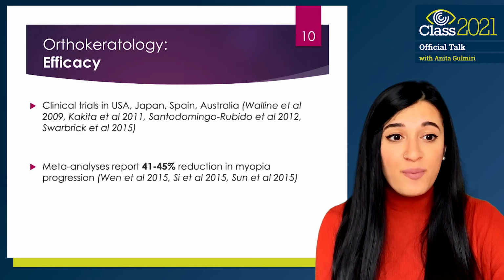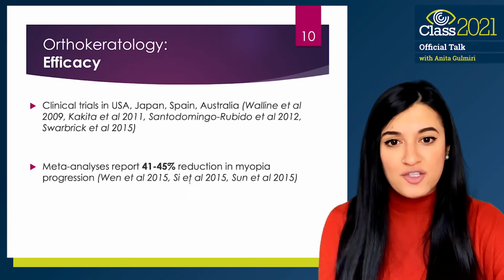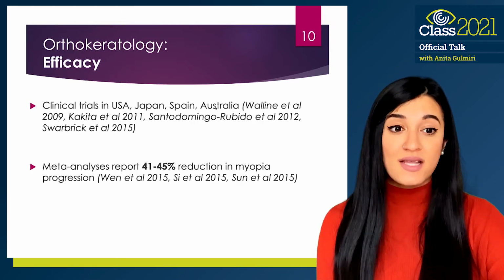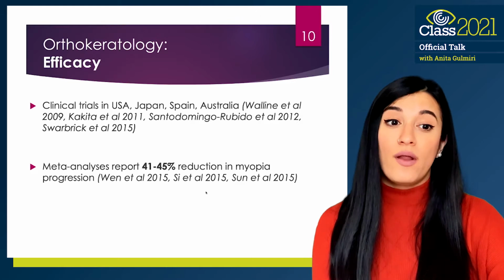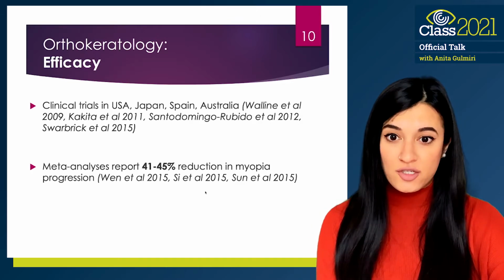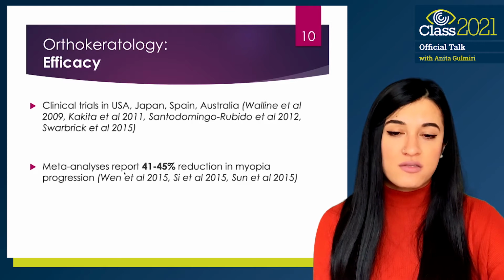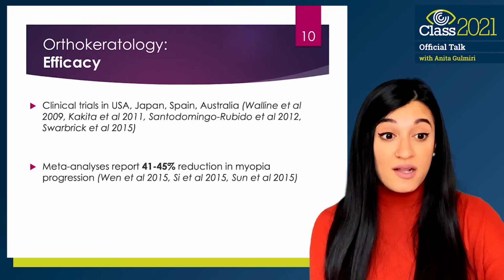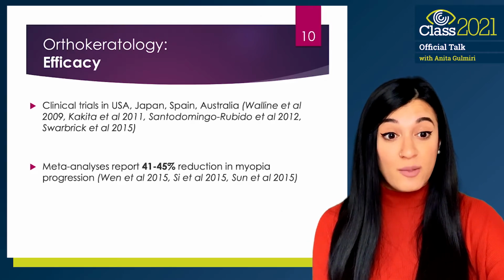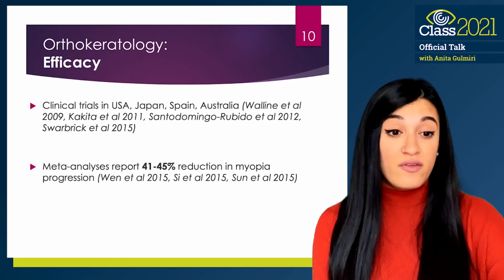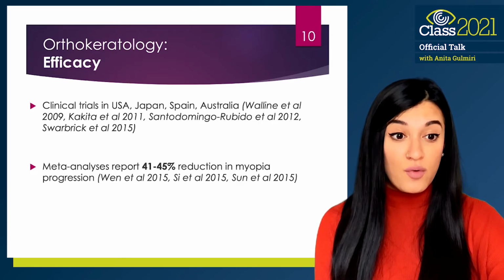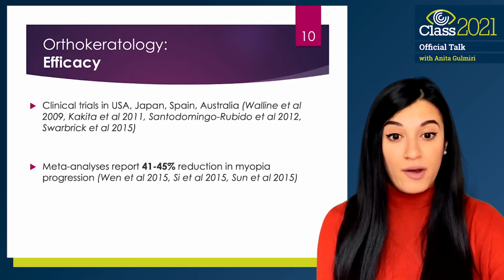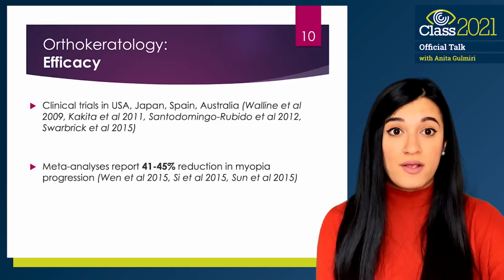Since the LORIC study, there have been numerous other studies across the globe in the US, Japan, Spain, and Australia that all show that children wearing ortho-K lenses have slower rates of myopia progression when compared to children wearing single vision correction. And meta-analysis reports, which are essentially reports that take a wide look at multiple studies to summarize the findings across a large number of studies, and have very strict inclusion criteria, have also shown overall a 41 to 45% reduction in myopia progression compared to patients just wearing single vision correction.